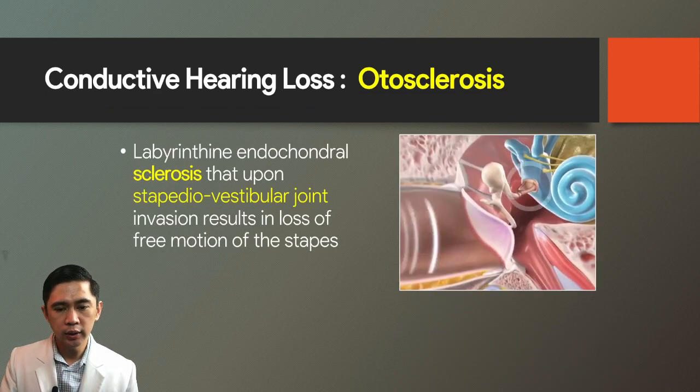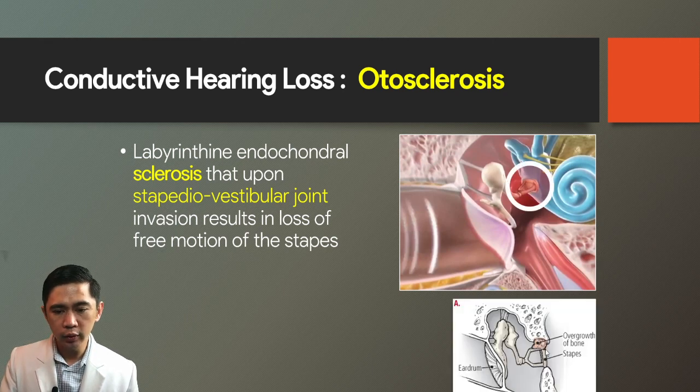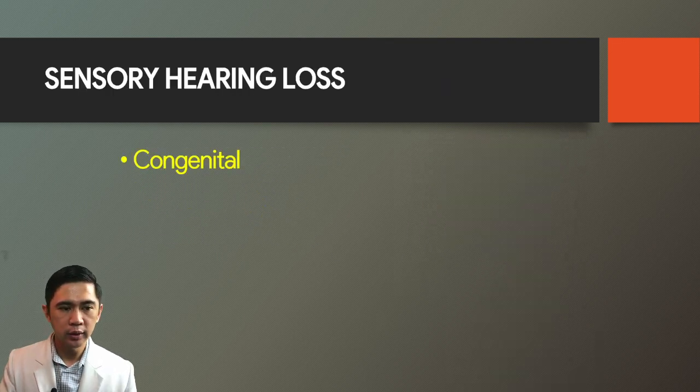Otosclerosis is a phenomenon in the stapes, wherein there is overgrowth of bone in the stapes, thus rendering the stapes immobile. So otosclerosis is a labyrinthine endochondral sclerosis upon the stapediovestibular joint invasion that results in loss of motion of the stapes.